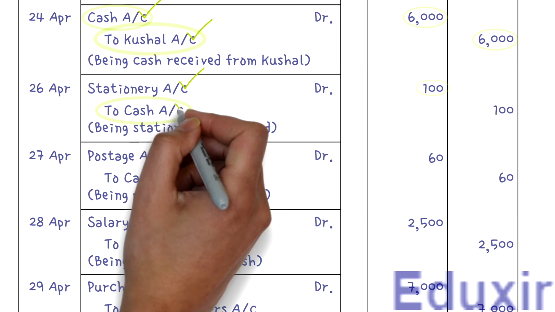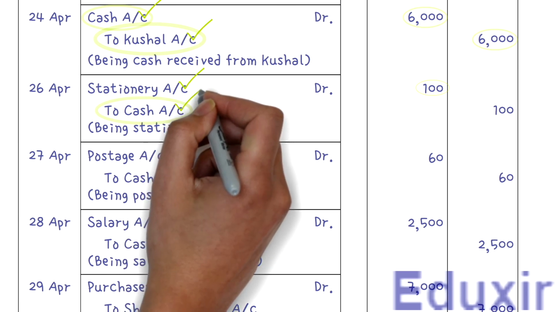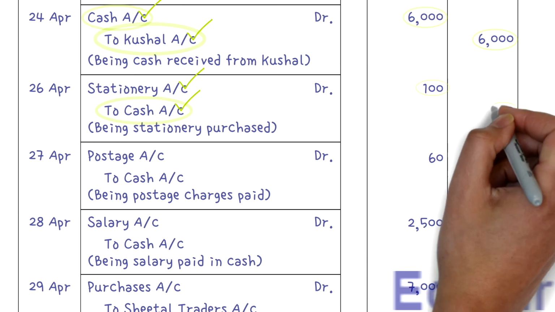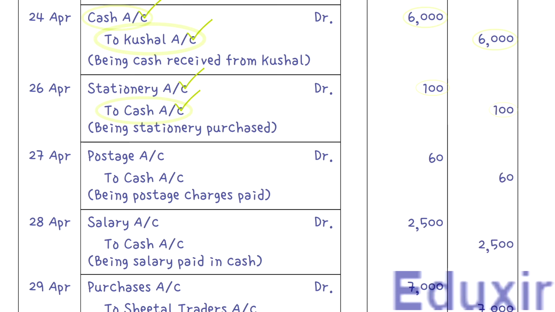As the name suggests, it needs to be posted on the credit side of cash account and the credit amount is 100 rupees. Note that the details that need to be posted into the particulars column is stationery account. As we already have cash account, let us now post this entry into that account.